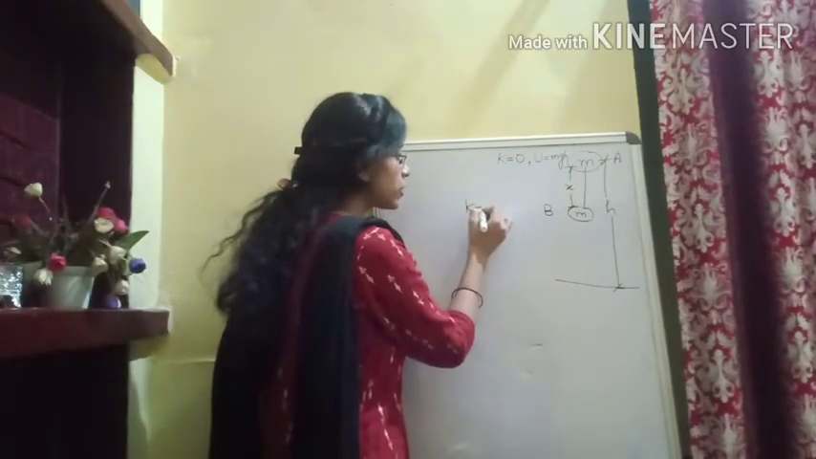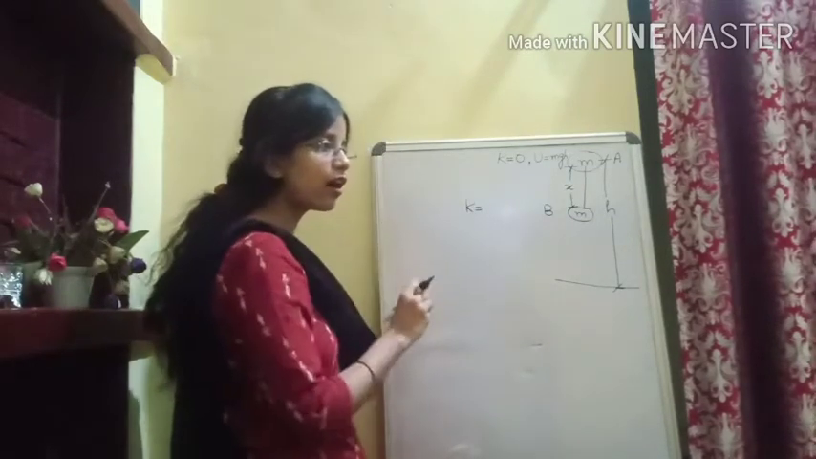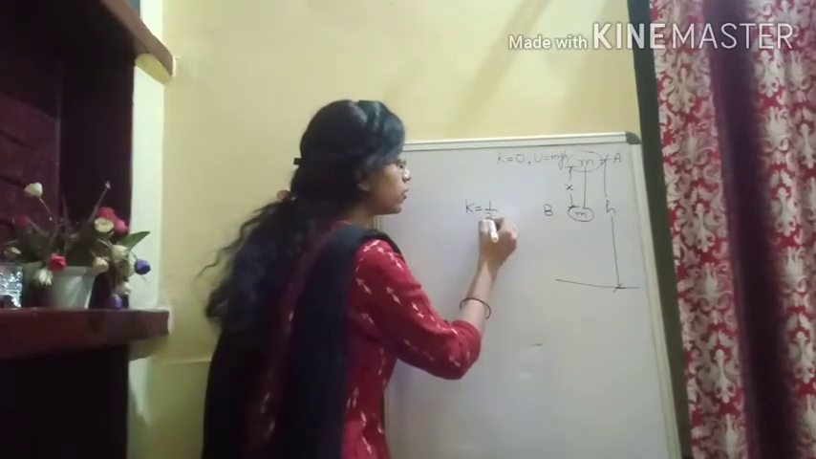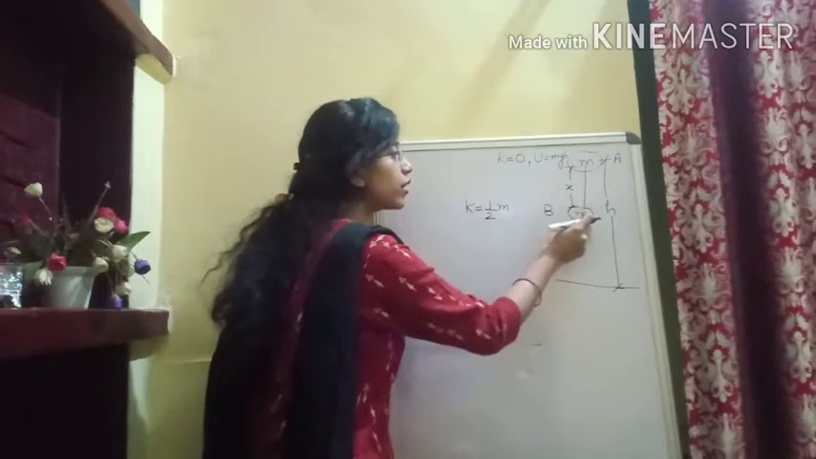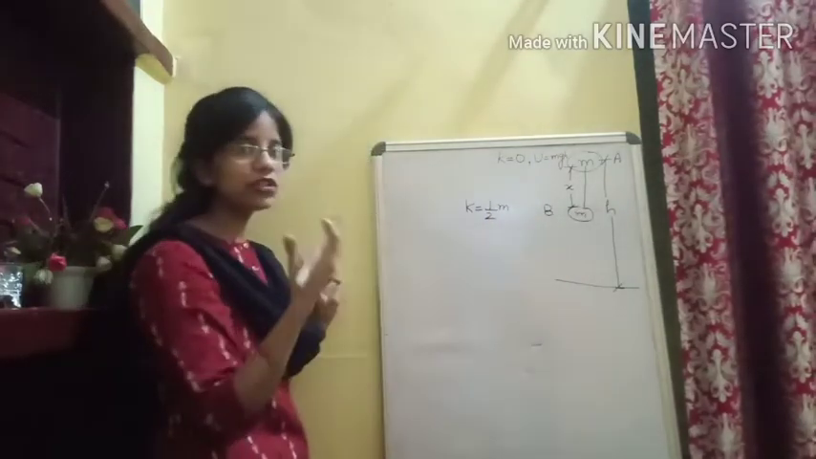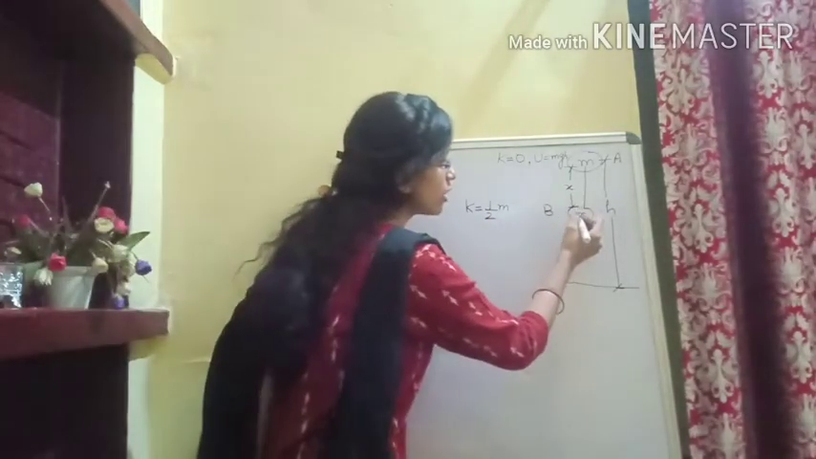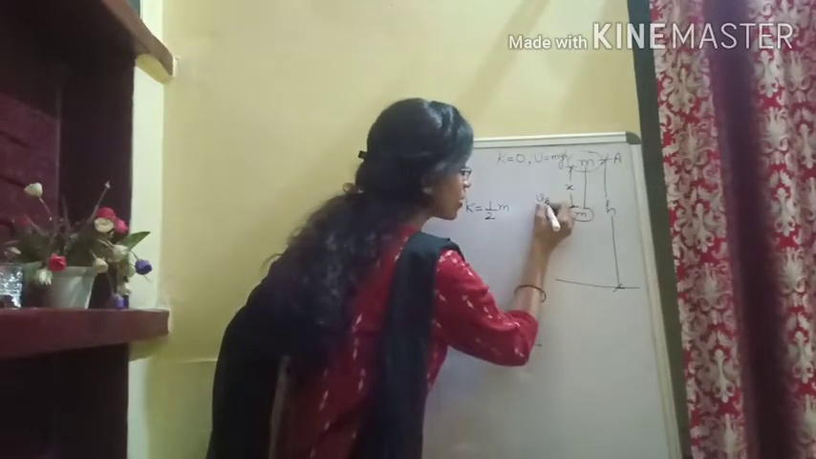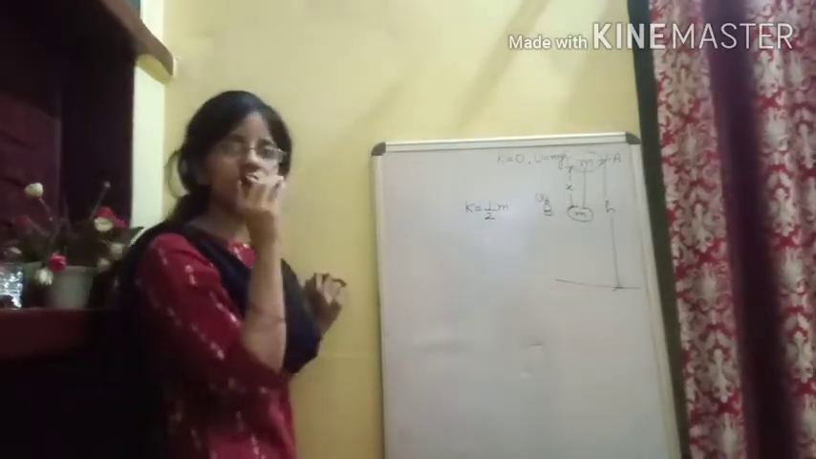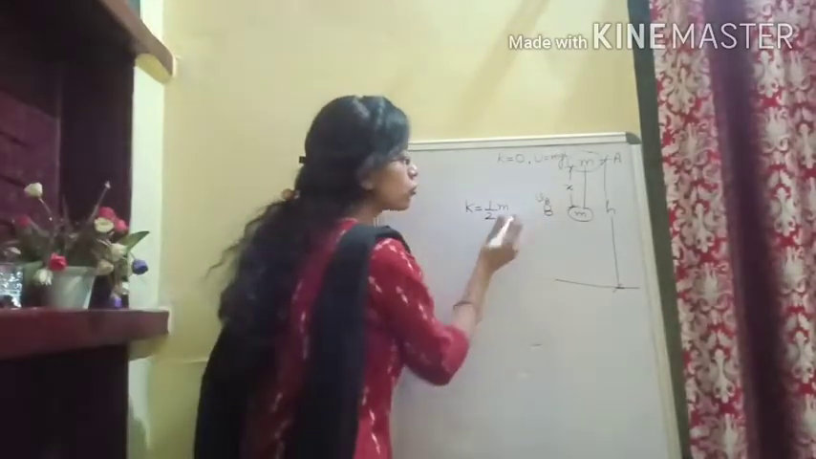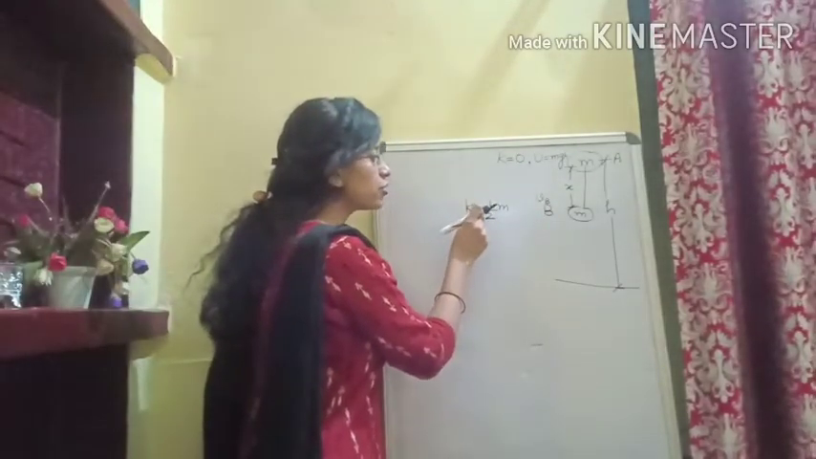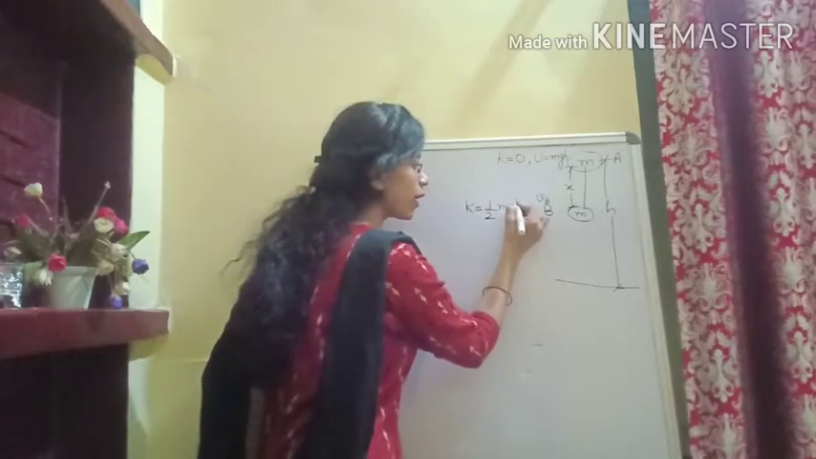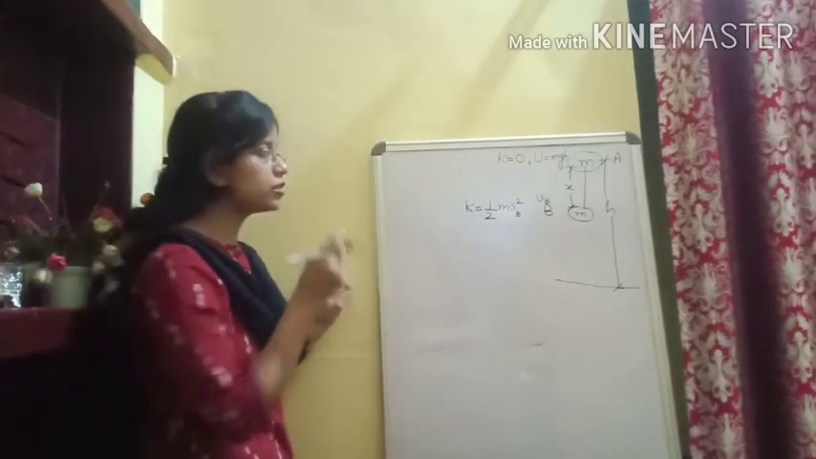So what kinetic energy? We know that the expression of kinetic energy is half mv square. Half m. Now what is the velocity of the body? We don't know. Let's say that we are denoting the velocity of the body as vb, the velocity of the body at point B. So according to our expression, K should be equal to half m vb square, isn't it? Half m vb square.